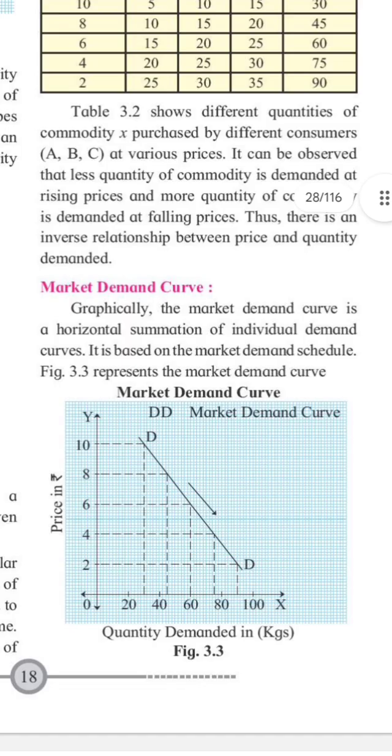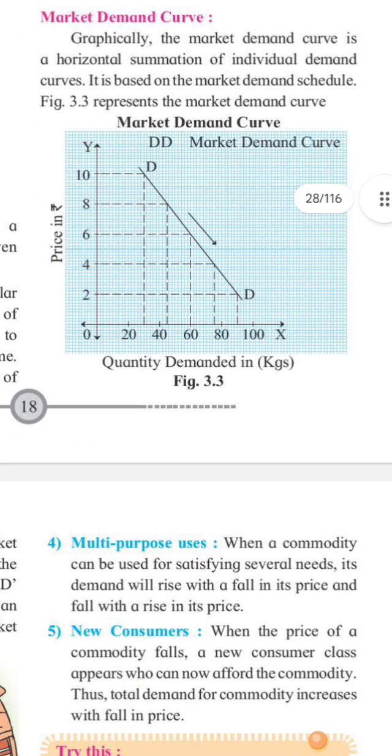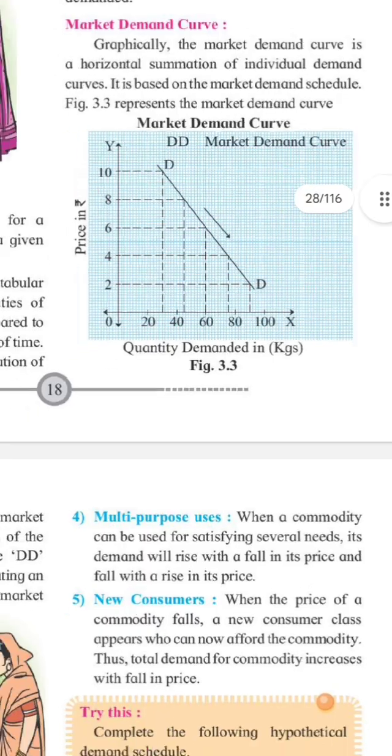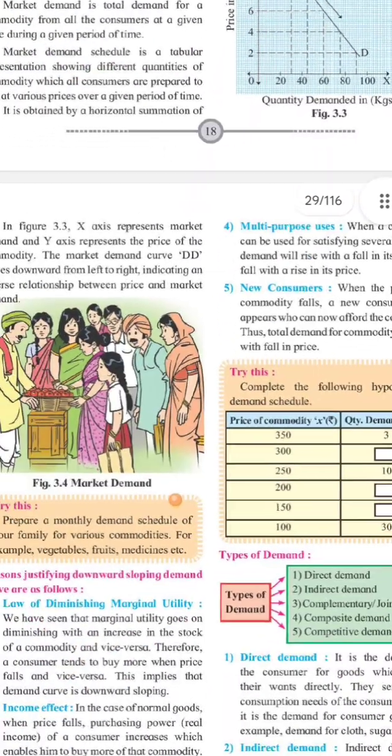You can see a market demand curve. The graphical representation of market demand is called the market demand curve, and it slopes downward from left to right because price and quantity demanded have an inverse relationship. This was the market demand curve.